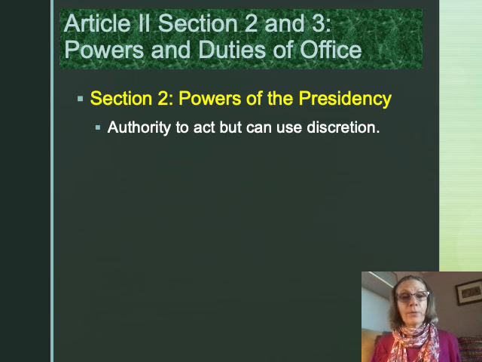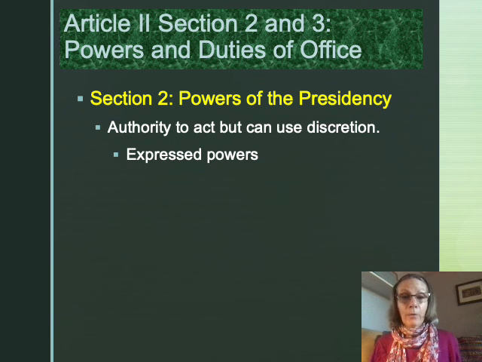Powers are that the president has the authority to act, and it's granted to that person through the Constitution, but they don't have to act. So, for example, the president has the power to veto a law, but he doesn't have to veto a law, right? He or she has the authority to do it, but they can use their discretion in terms of whether they want to exercise that power.